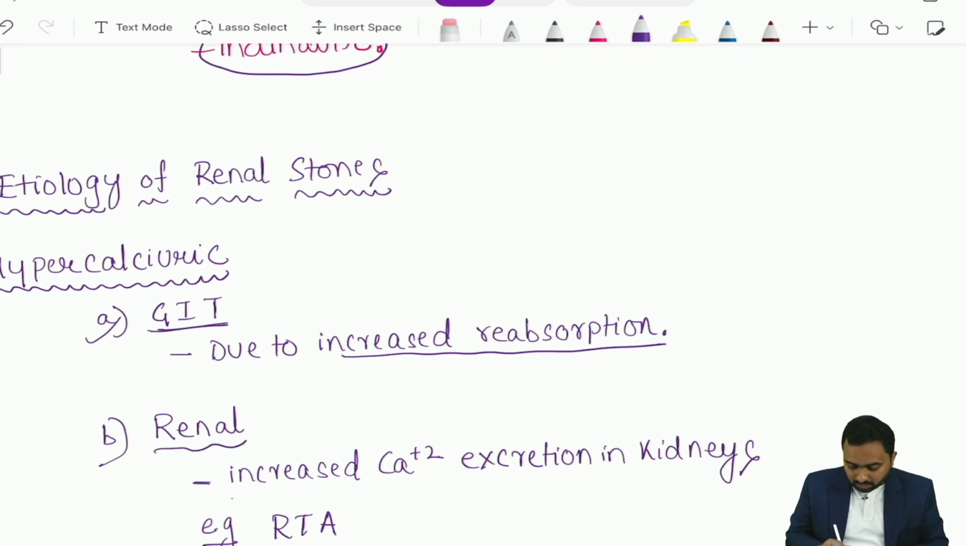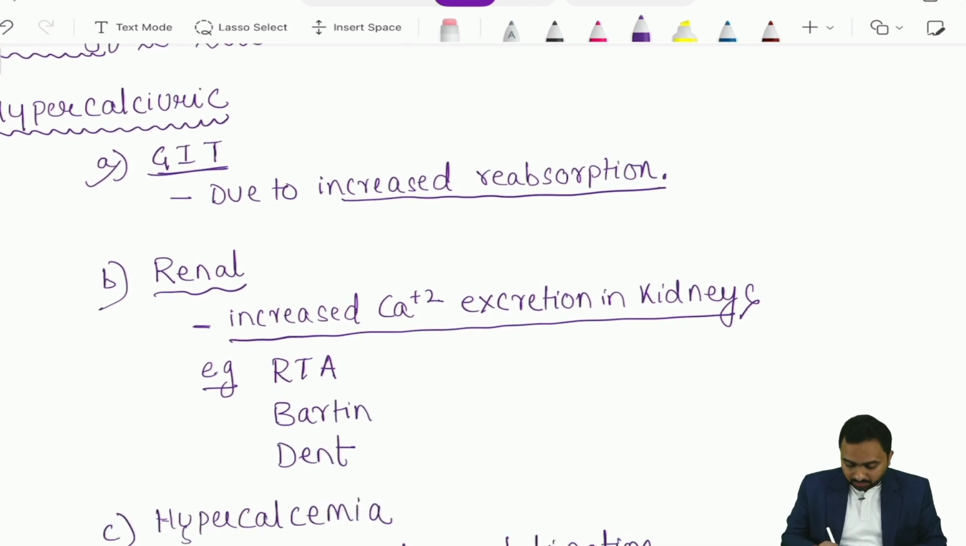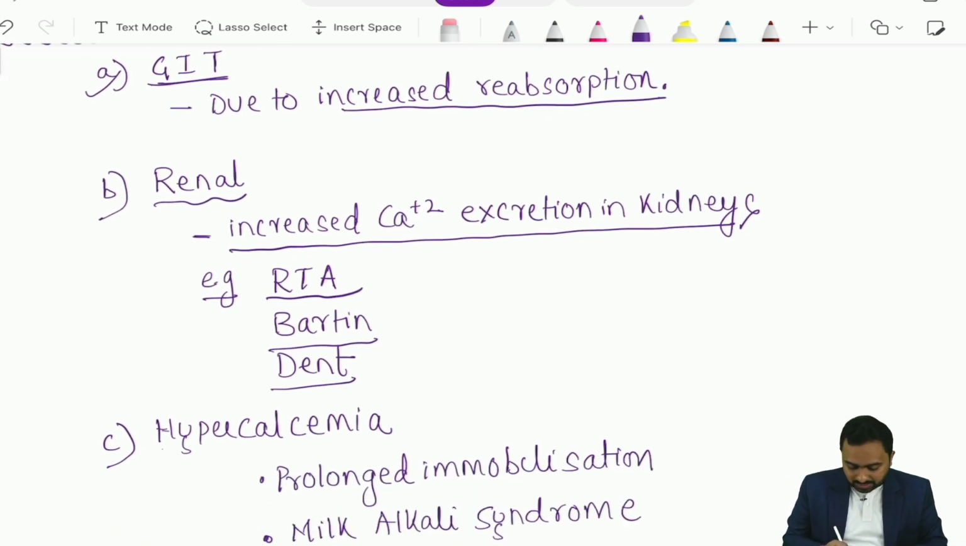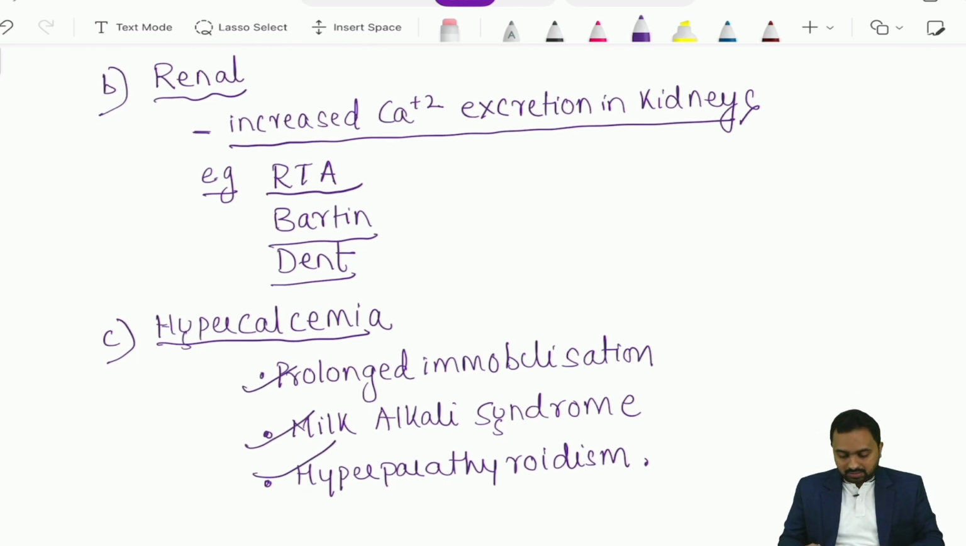Then in case of renal causes, there could be increased calcium excretion in the kidneys, for example in renal tubular acidosis, Bartter syndrome and Dent syndrome. Then it could be hypercalcemia, which could be attributed to prolonged immobilization, milk alkali syndrome and hyperparathyroidism.